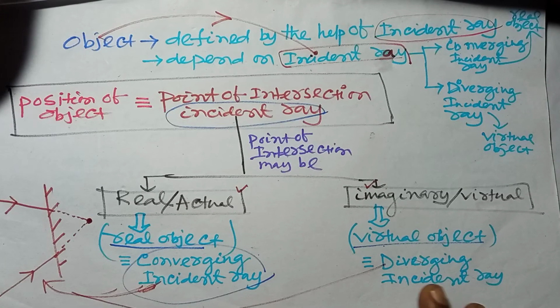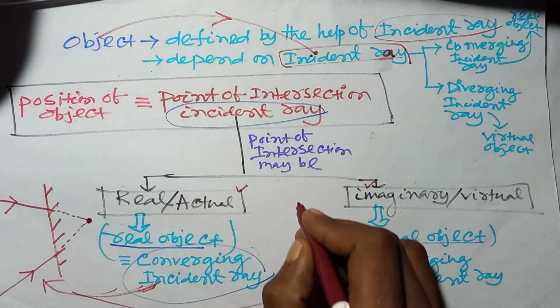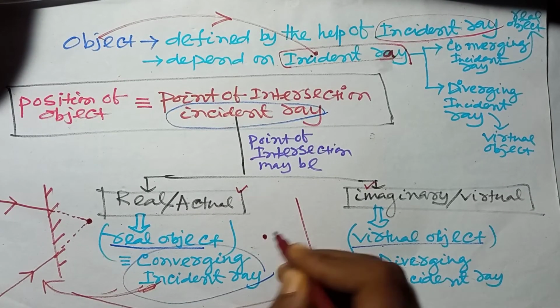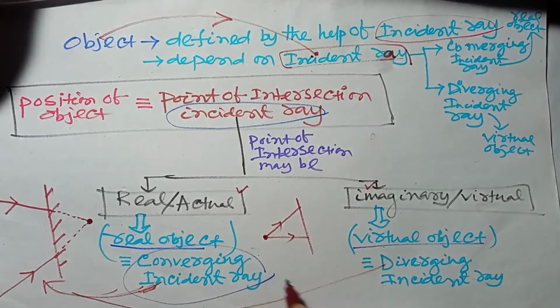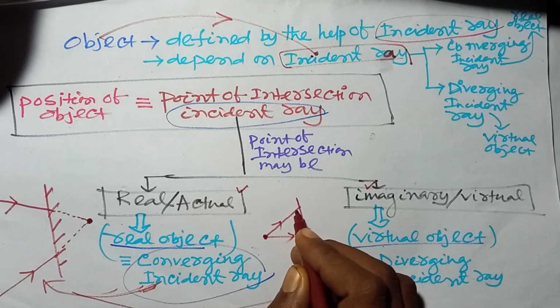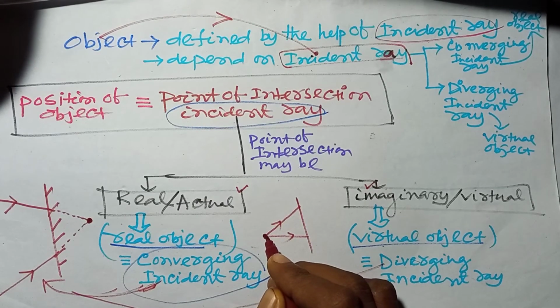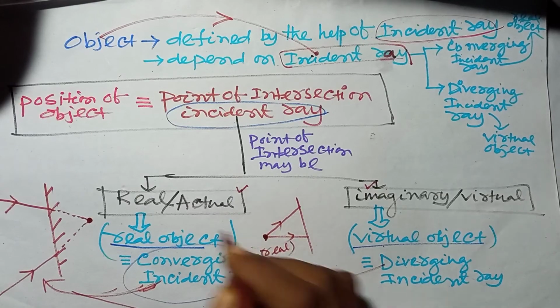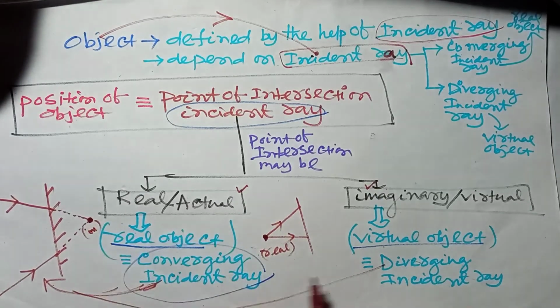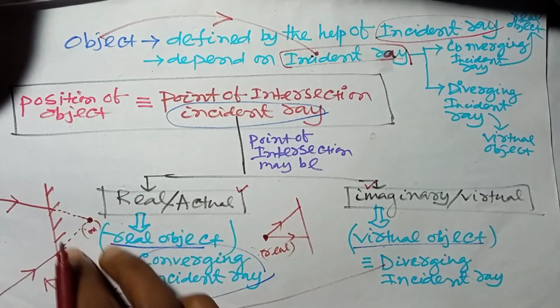And in case of real object, what happens? A ray starts from the object and it goes like this. Here you can see that the point of intersection is actual or real. So this is your real object. And this is your imaginary object, as the point of intersection is not real.